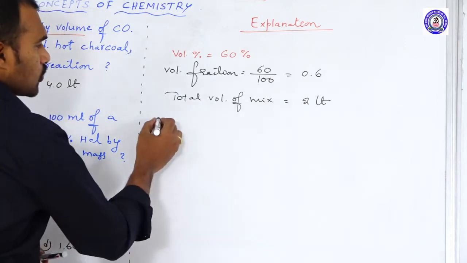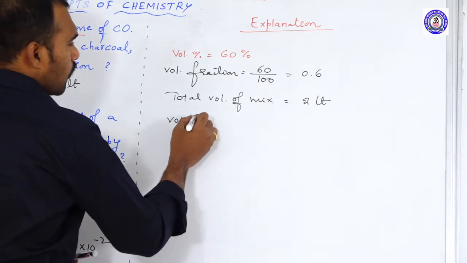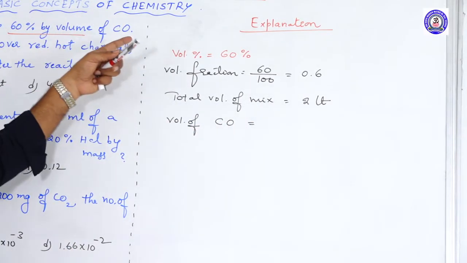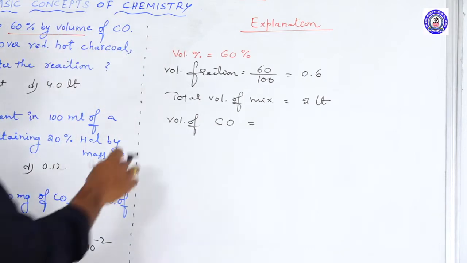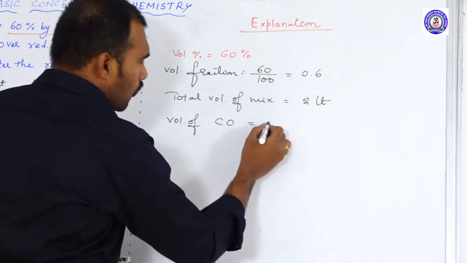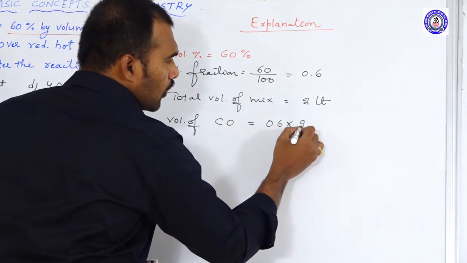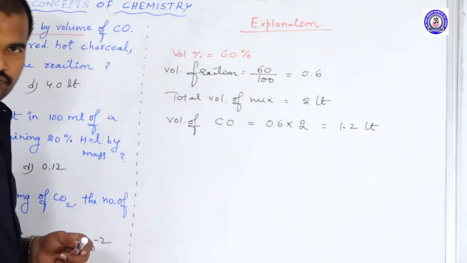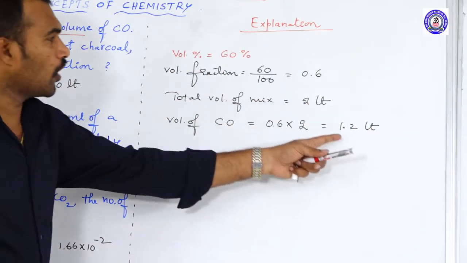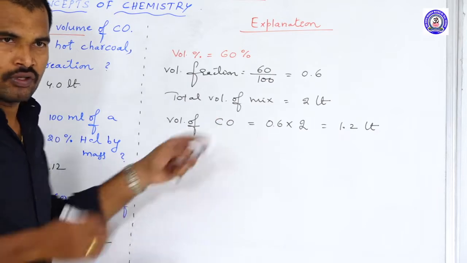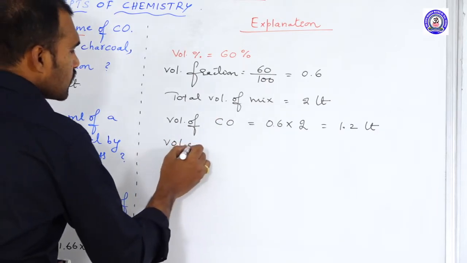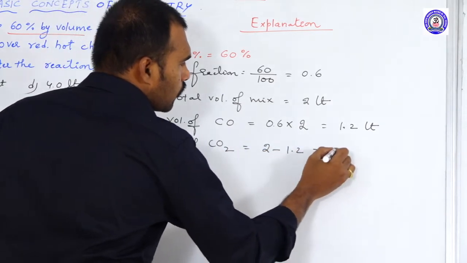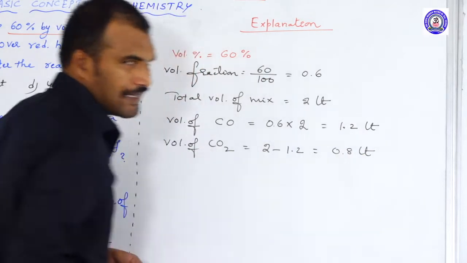Let us calculate. The volume of CO is equal to volume fraction into total volume, because the CO gas volume fraction is what they gave. That is equal to 1.2 liters. So in that 2 liters, 1.2 liters is the volume of CO. Then the remaining volume will be the volume of CO2. So the volume of CO2 is equal to 2 minus 1.2, that is equal to 0.8 liters.